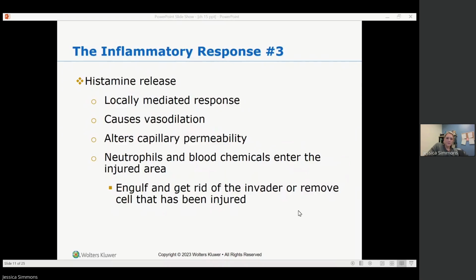Histamine release is a locally mediated response. It causes vasodilation and alters capillary permeability. Neutrophils and blood chemicals enter the injured area, and they engulf and get rid of the invader or remove the cells that have been injured. So the histamine response is a very normal part of the immune reaction. But that's what leads to all of your signs of injury, like redness, warmth, and swelling.